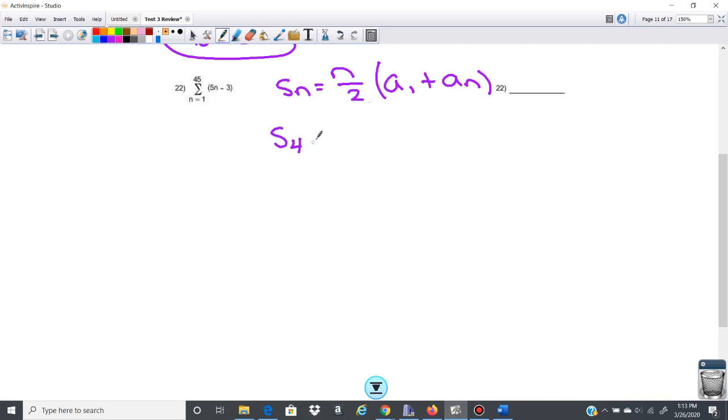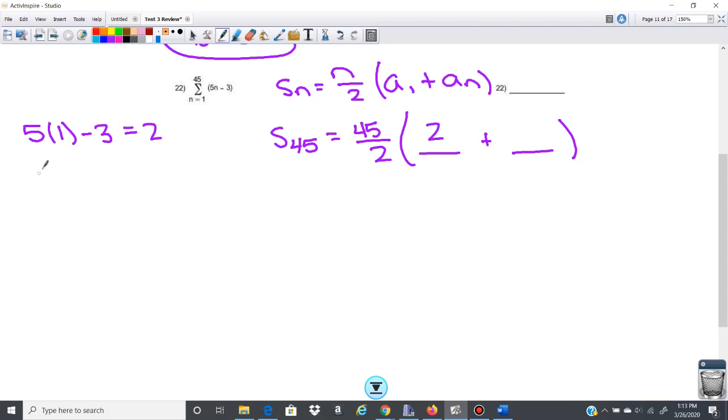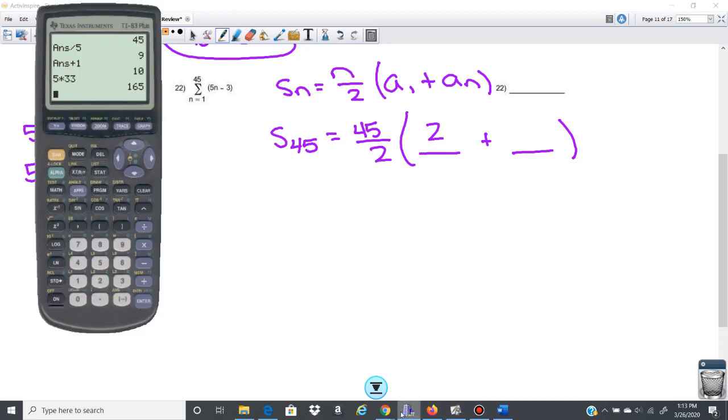So the sum of 45 terms is going to be 45 over 2, and then we need a sub 1 and we need a sub n, or a sub 45. So let's go ahead and find those. So we'll plug 1 in. 5 times 1 minus 3 is going to give us 2. And then 5 times 45 minus 3 is going to give us 222.